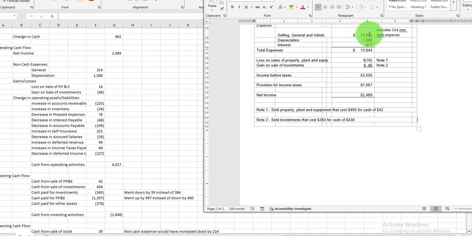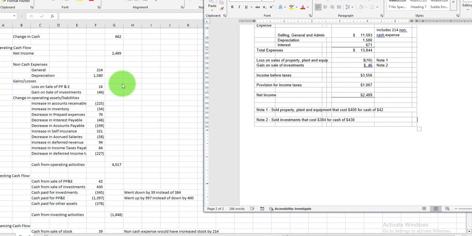214 of non-cash expense was included in selling and general. Probably some type of stock plan that was used as compensation instead of paying cash, so you were given stock. That is a non-cash expense, and so that gets added back, the 214 over here on our left. So those are our non-cash expenses. We look around, maybe do a little more research. We can't find any additional ones, so we move on to the next section.